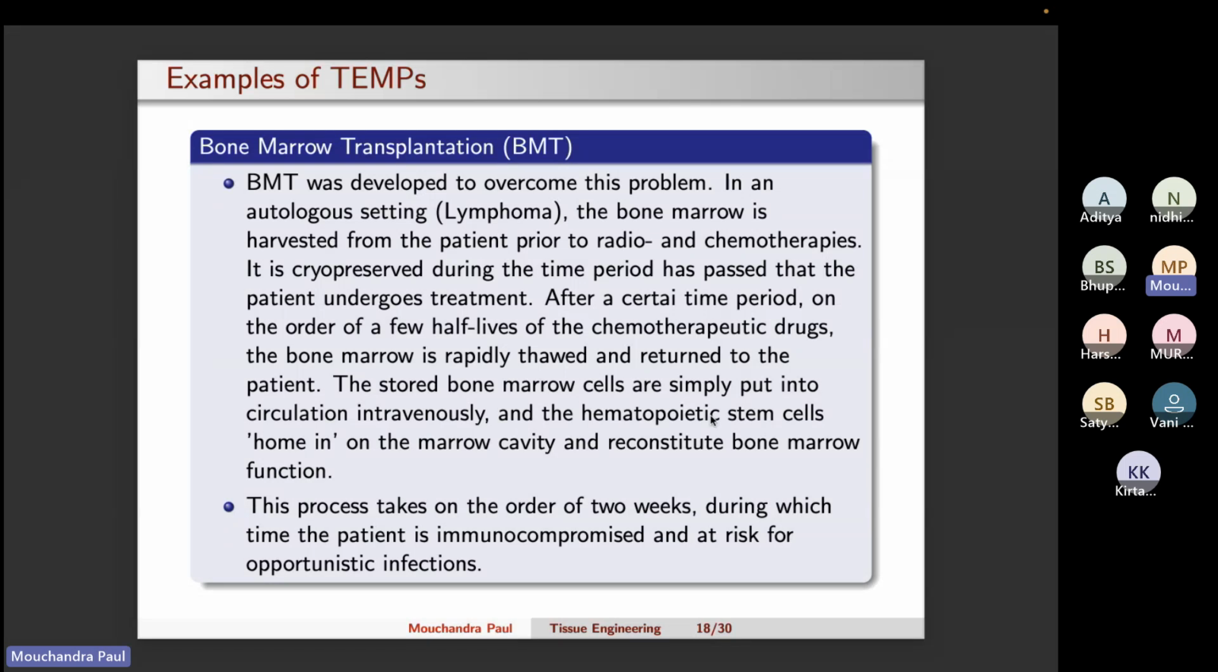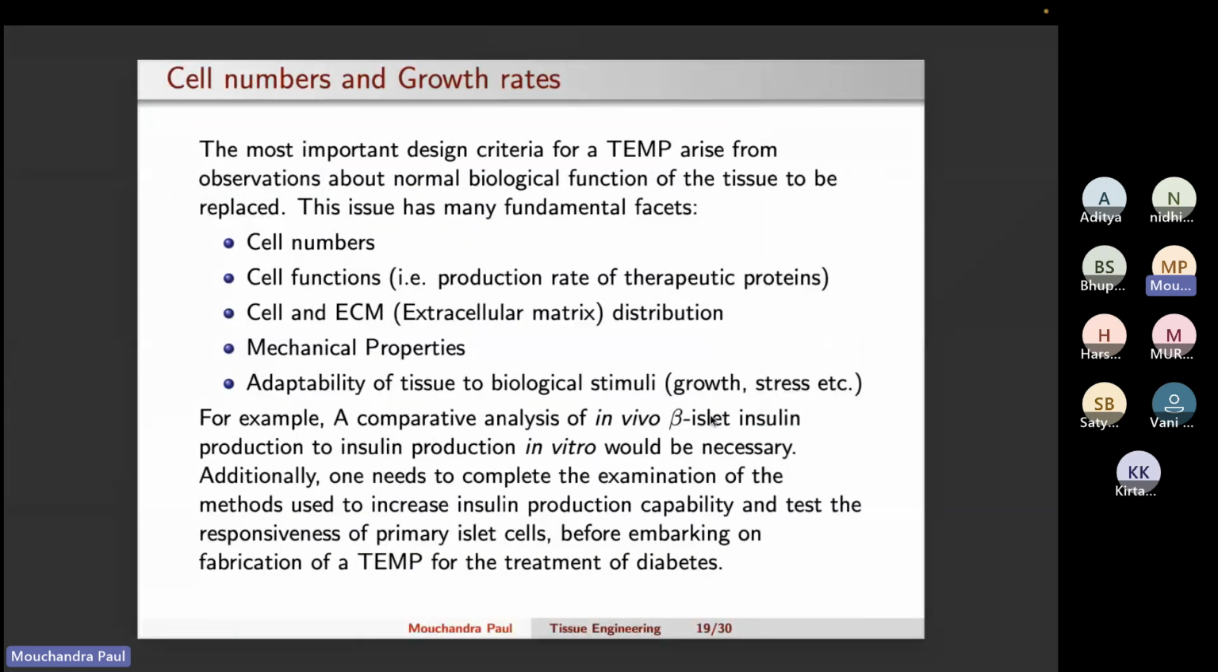So those who have joined just now, if you want me to go back a few slides, you can tell me. Okay, I can just quickly revise those slides.